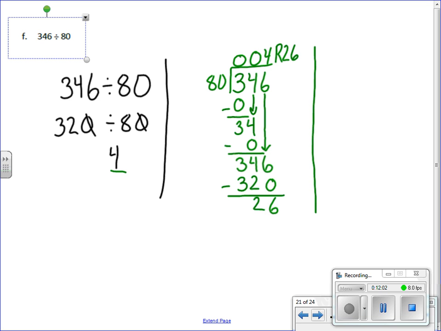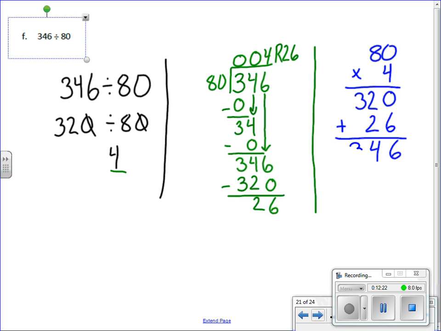Our check. We want to make sure our dividend matches our product in our check. So I'm going to take our divisor of 80, and I'm going to multiply it by 4. It's going to give us a 0 and a 32. I've got a remainder of 26 that I need to add on. So I get 346. I'm going to look back at my dividend, and it matches. So that gives us the okay that we are good to go and we know what we're doing.